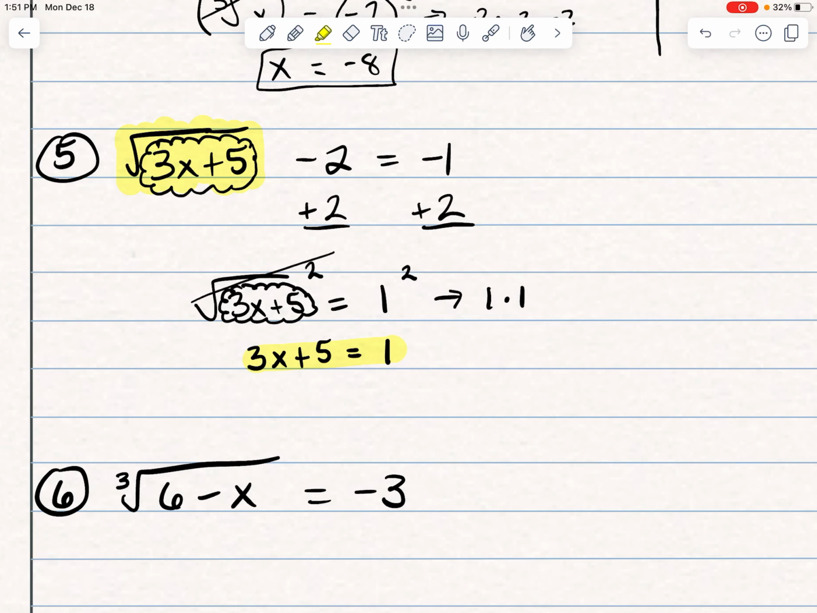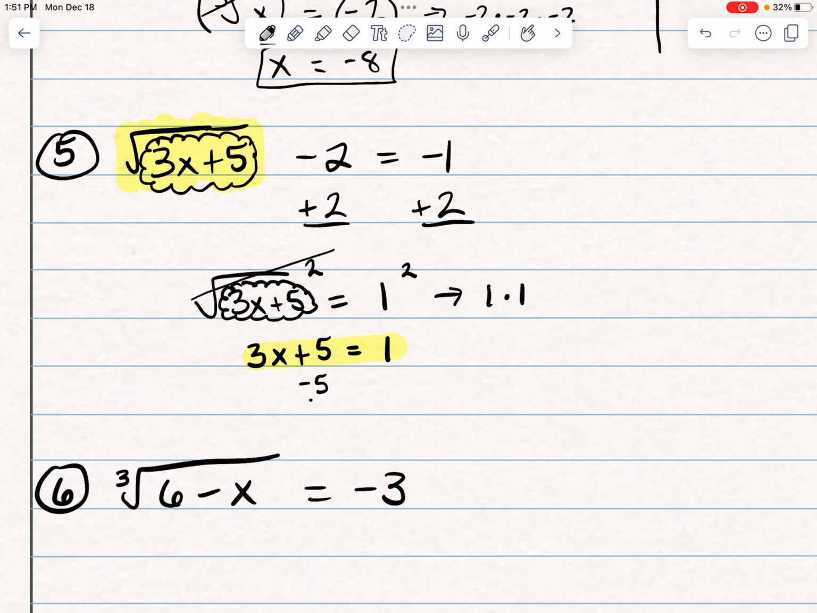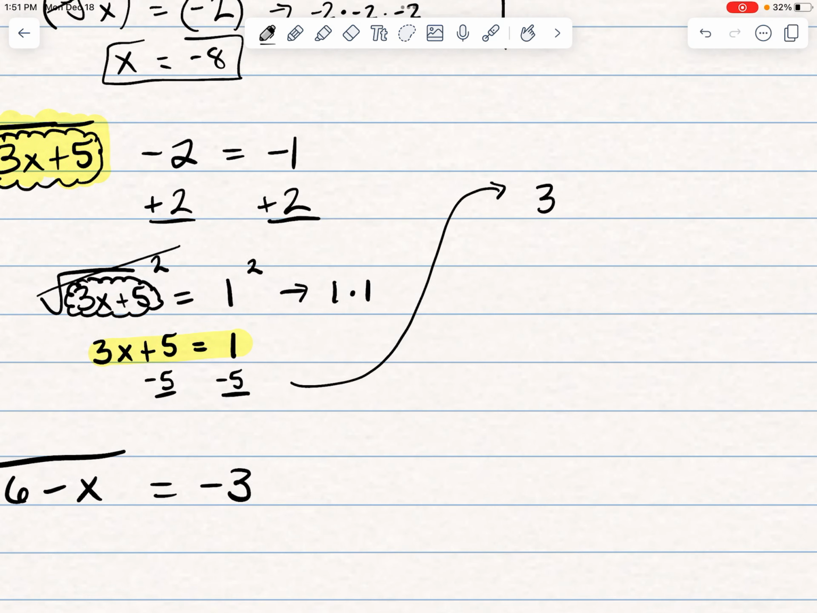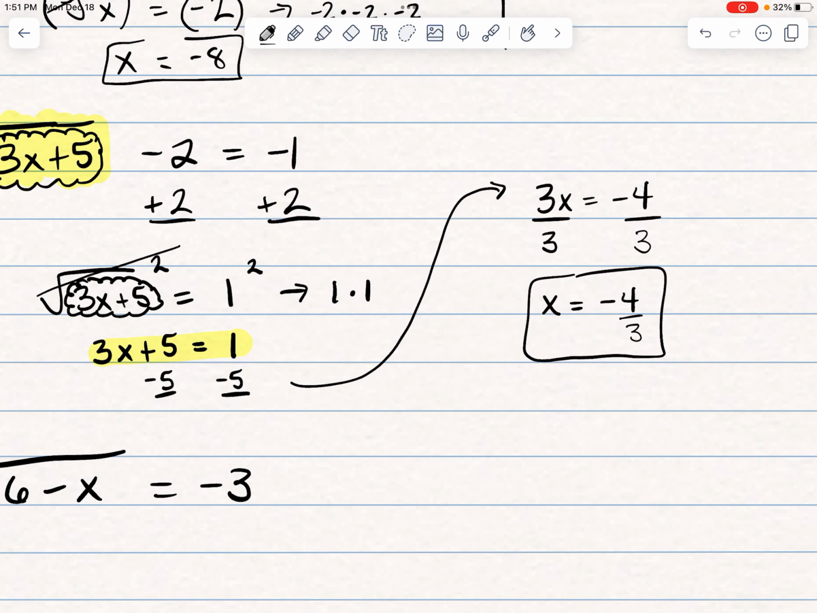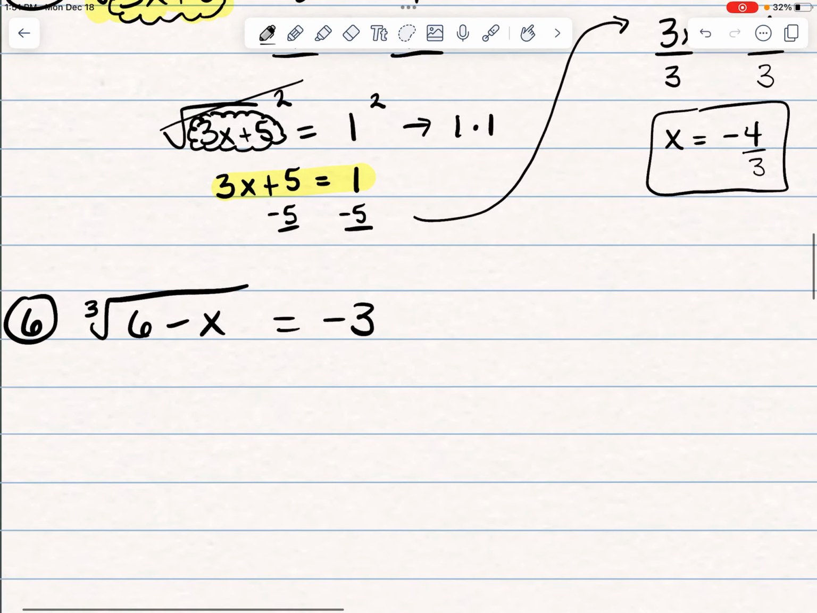And so now we have a very basic equation that we can continue to solve. We're going to solve this by subtracting 5 from both sides. This will give me 3x is equal to negative 4. Divide by 3. X is equal to negative 4 over 3.